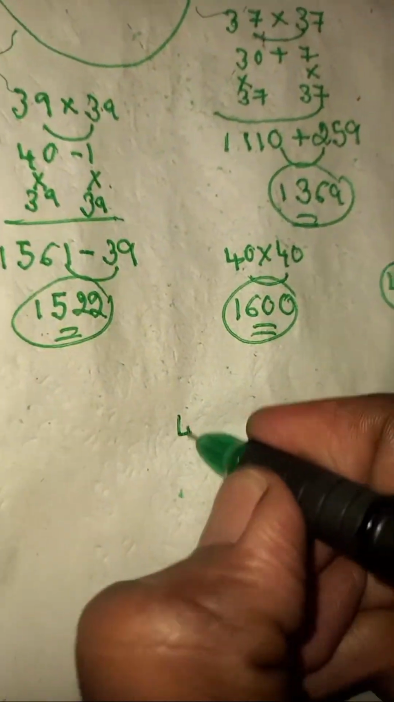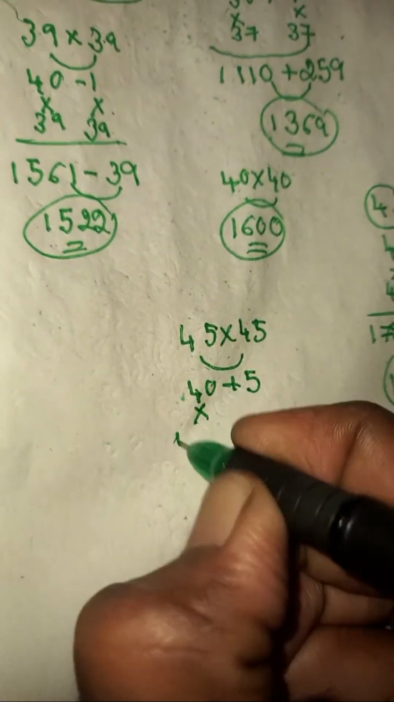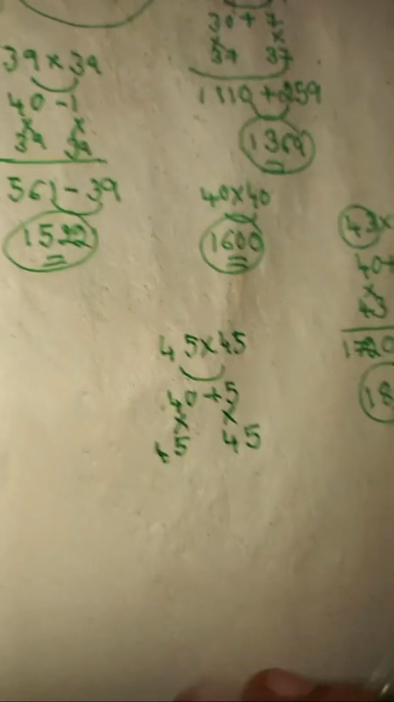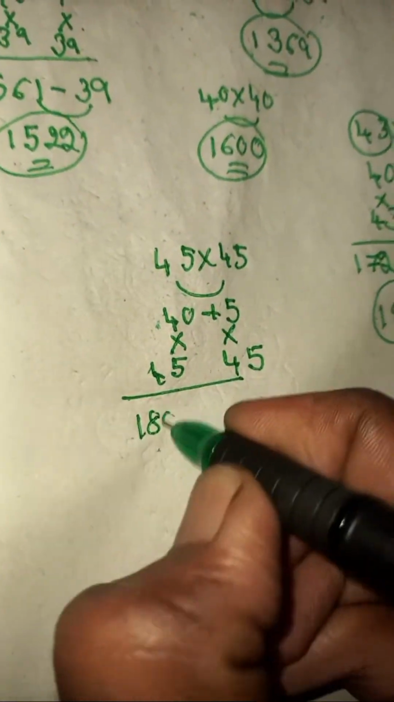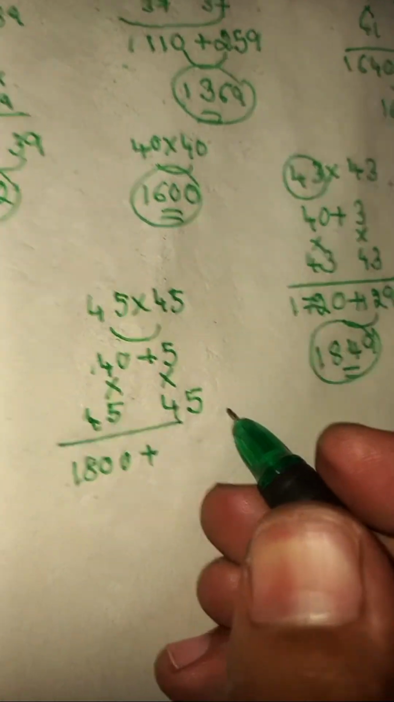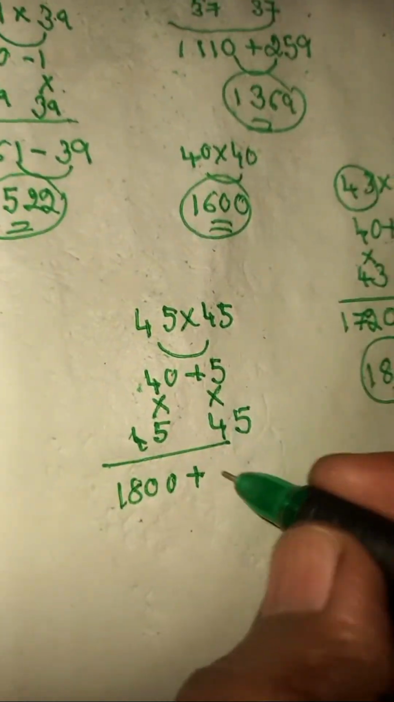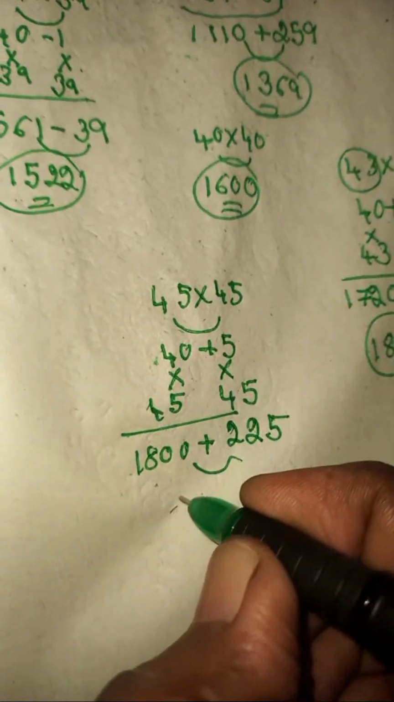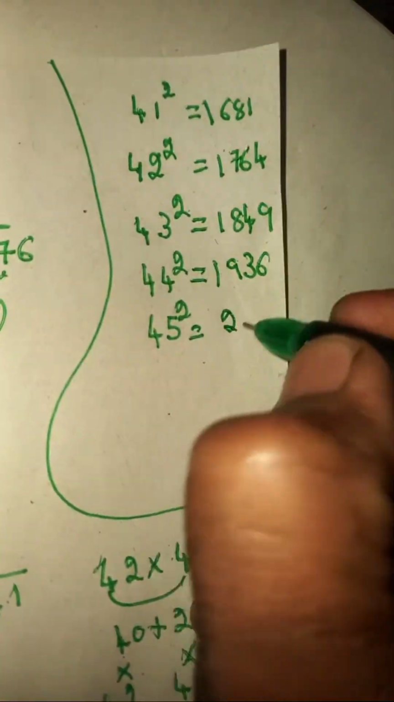45 square you can do like this: 45 times 45. Now this 45 is also 40 plus 5, here also multiply with 45, and here also with 45. 40 times 4 equal to 160, that is 1600, plus 200 for 40 times 5. 5 times 5 is 25, which equals 225. When you add that, it is going to become 2025. So this complete number equals 2025. Let's do it once more.